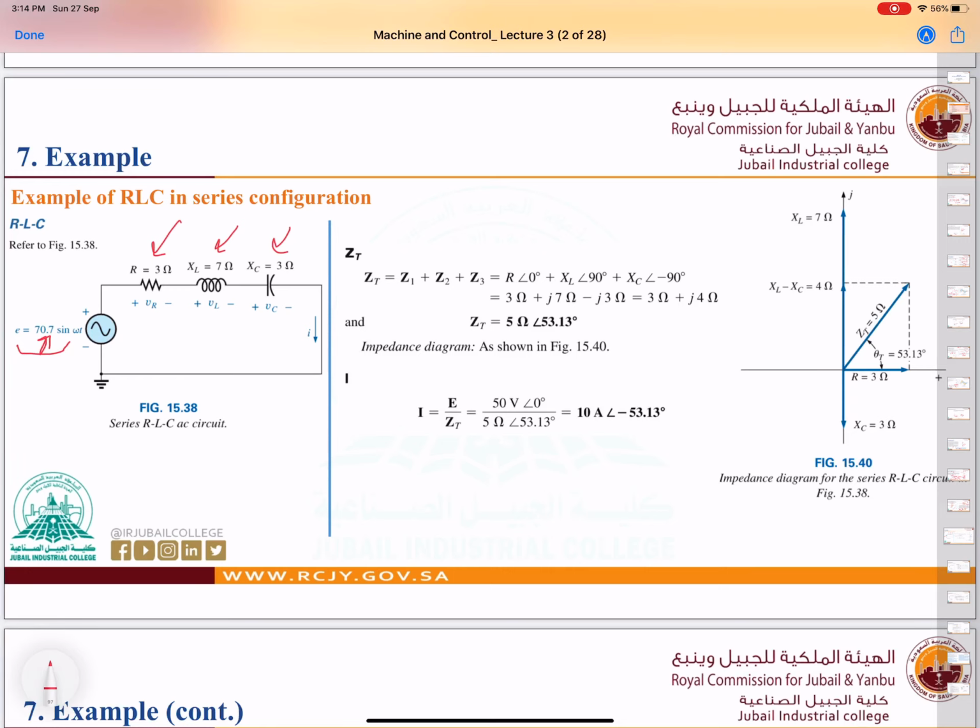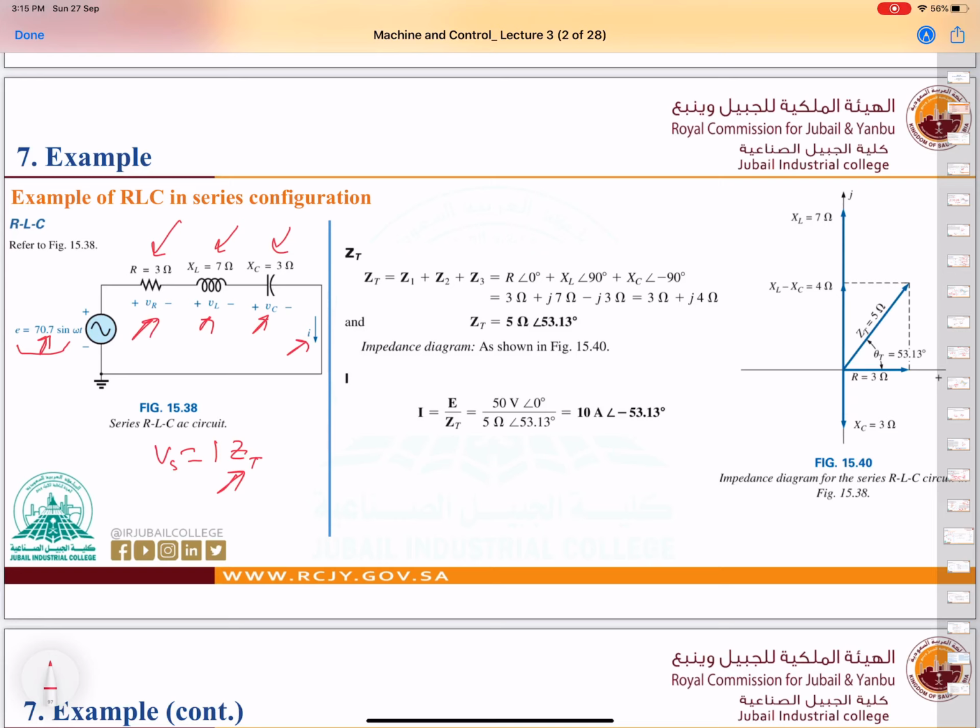So now we need to find the expressions of the current and the voltages, VR, VL, VC, and the current. In order to do that, we know that the voltage is equal to I Z total, because this is the voltage source. So we need to find the Z total first.